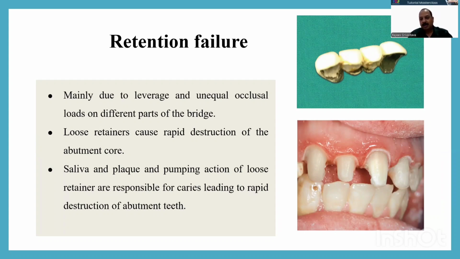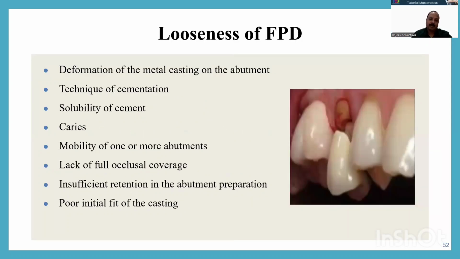Mainly the retention loss is due to open margins, where the saliva is constantly dissolving your cement. And if one of the retainers is loose, or if there is mobility of the abutment, all these things will lead to the mechanical failure of your bridge. That means your bridge is dislodged from the abutment. So these are the reasons I have already discussed: deformation of the metal casting, technique of cementation, solubility of cement, any caries that have been there, and mobility of one or more abutments.